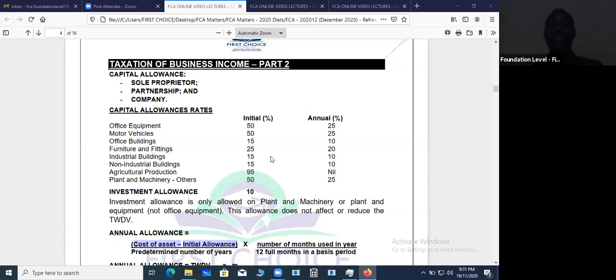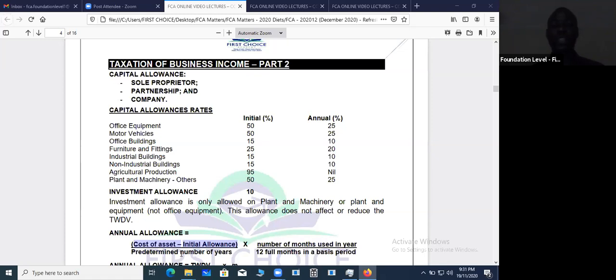Now, when you have removed the initial allowance from the cost of the asset, the balance can be spread among the number of years that the asset will be put into use. And so each year you keep claiming something called annual allowance, right from the first year you start using it.